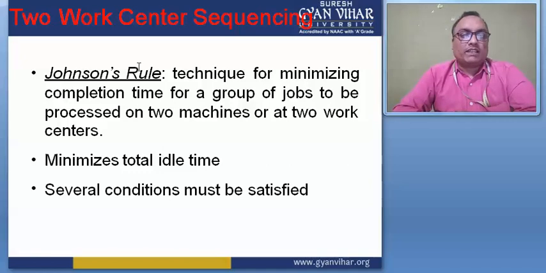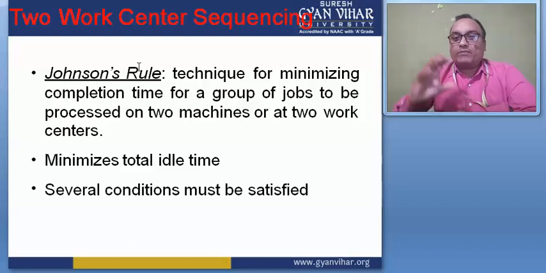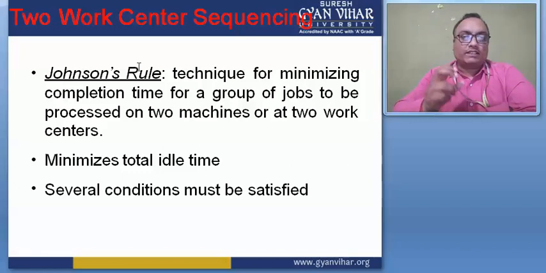By this method, Johnson's rule is applicable. This is one technique which gives the minimum completion time for different types of groups of jobs to be processed on two machines or at two work centers. Johnson's rule gives different types of conditions.